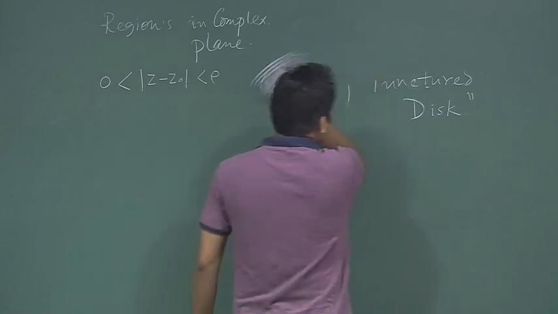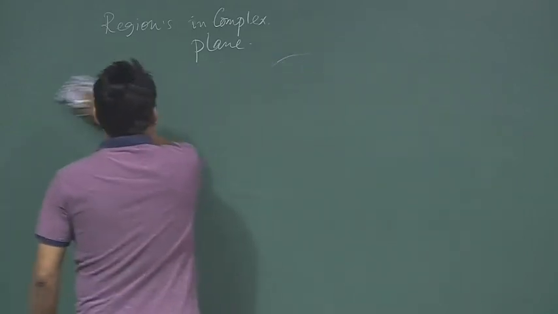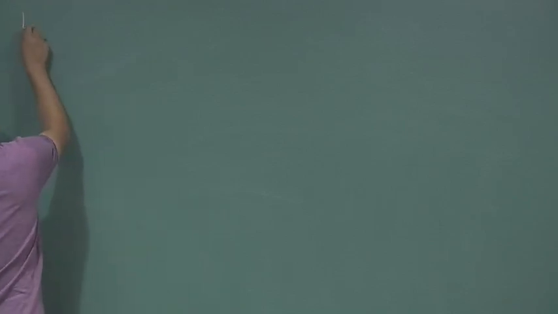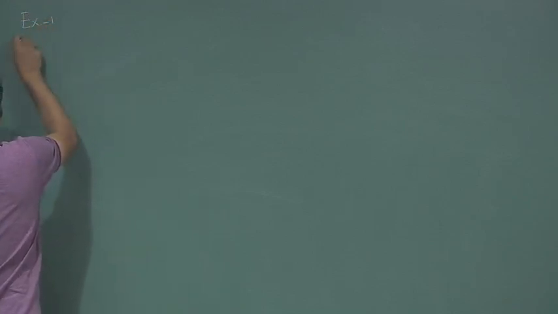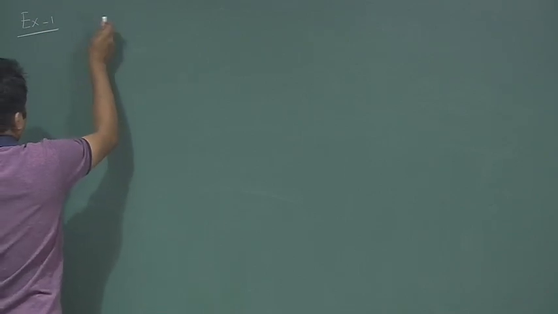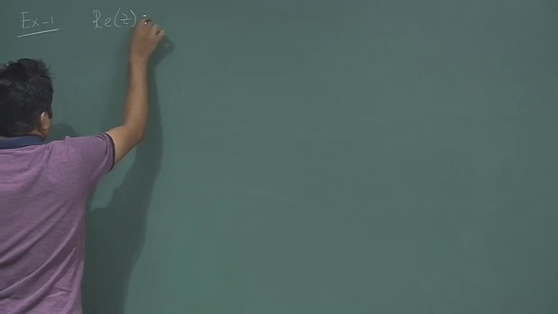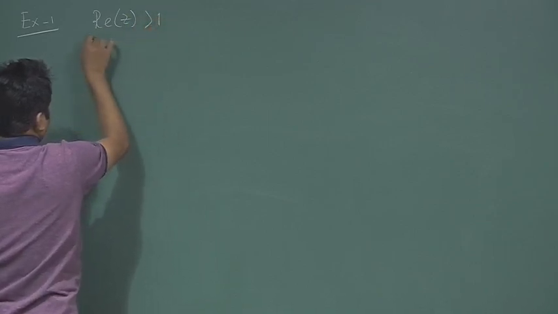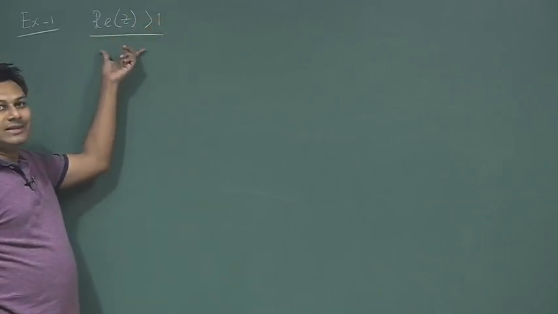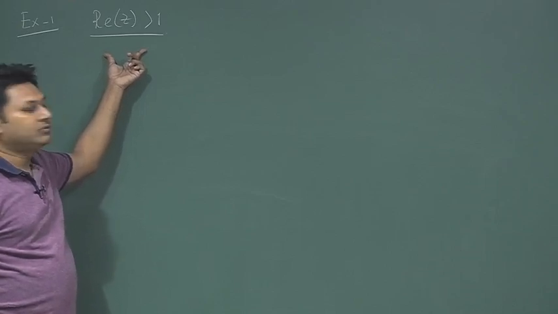After having the knowledge of this disk and all these things, as I mentioned, region in complex plane. So, let me erase this because I need to draw many regions here with the example. So, let me start with example 1. What is the region of, say, real z is greater than 1? If you are asked to draw this region in the complex plane, what should be the region?